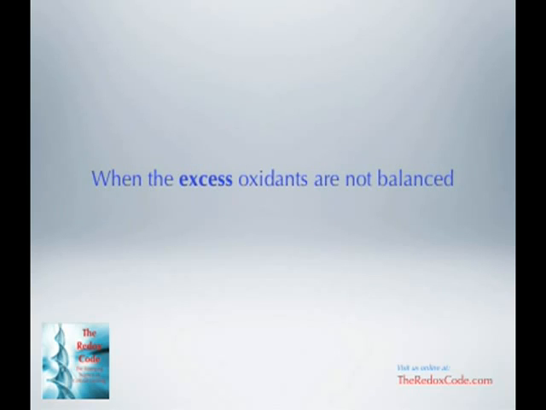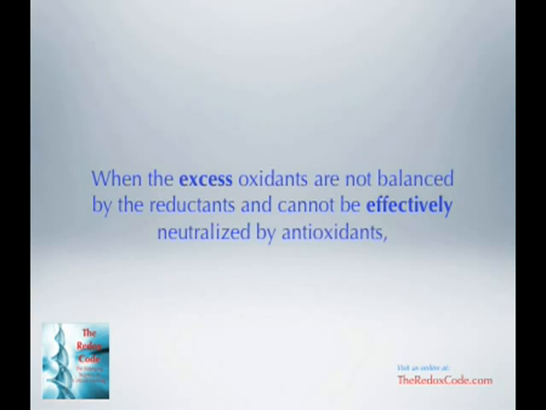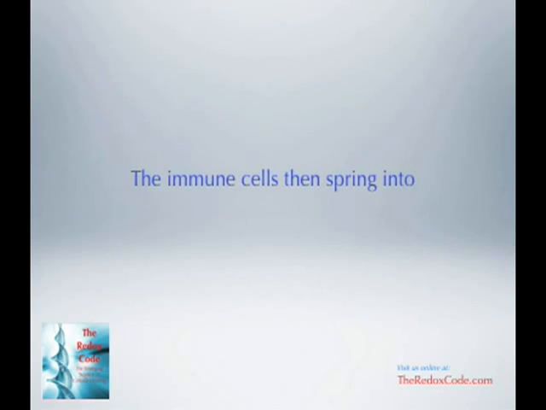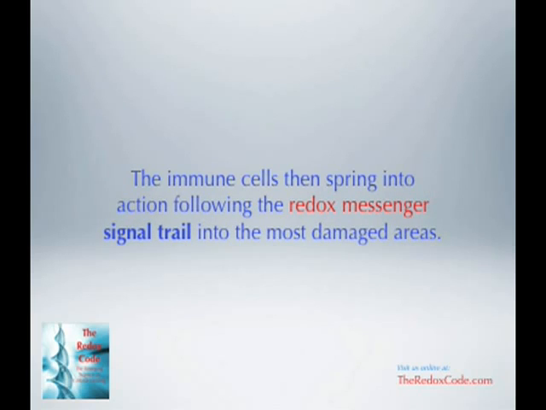Oxidative stress sends a clear signal that damage has occurred somewhere and that the cell is defective. When the excess oxidants are not balanced by the reductants and cannot effectively be neutralized by antioxidants, the cell sends an alert to the immune system and surrounding cells via the redox messengers. The immune cells then spring into action following the redox messenger signal trail into the most damaged areas.